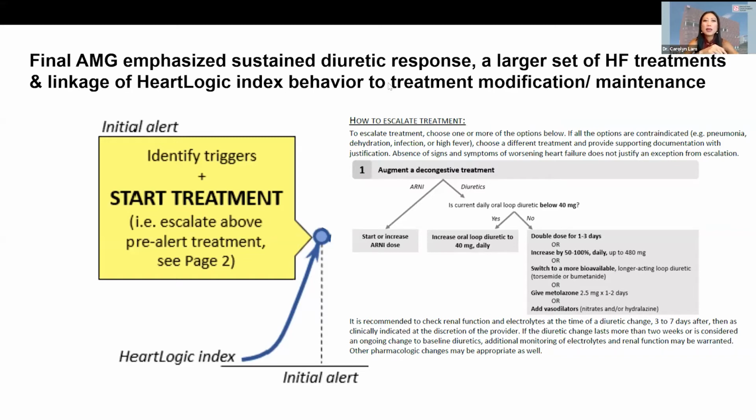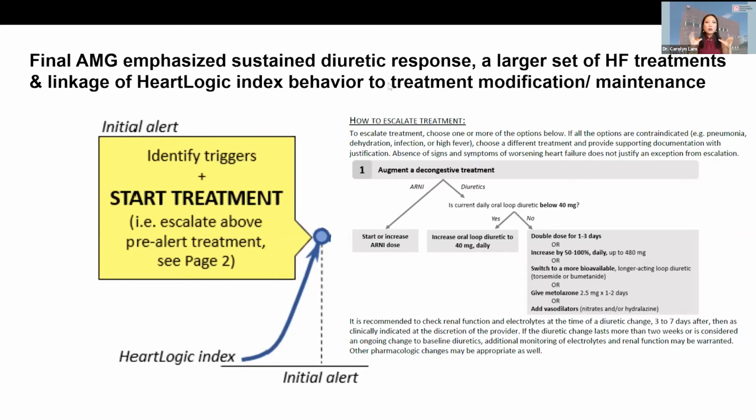We emphasized a sustained diuretic response and a larger set of heart failure treatments, because we began observing that up-titrating the guideline-directed medical therapies were also associated with the response in HeartLogic that we wanted. So let me focus on that first.